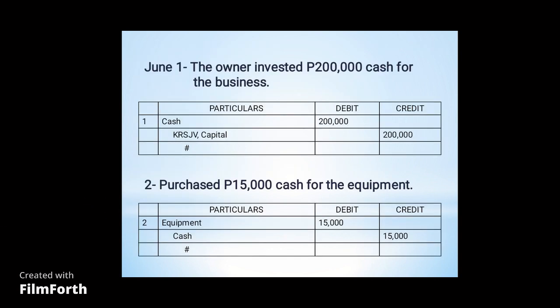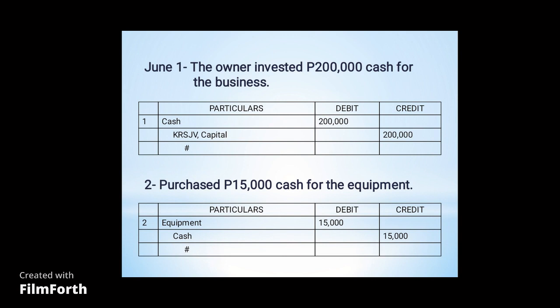Now, I will show you how you will entry all the transactions that Christie's Merchandising has made. So June 1, the owner invested 200,000 cash for the business. So debit, cash, credit, Christie's capital. June 2, purchase 15,000 cash for the equipment. Debit, equipment, credit, cash. Note that when you enter a transaction, you should put a gap on the credit side from the debit side. It should not be aligned.